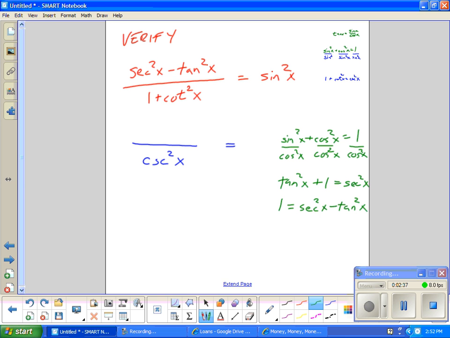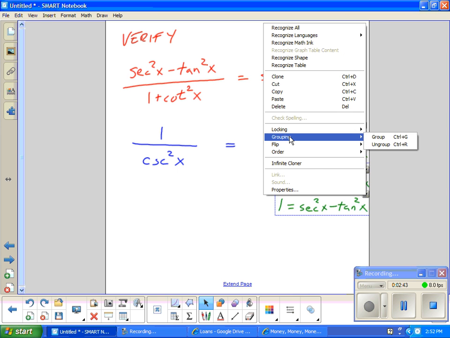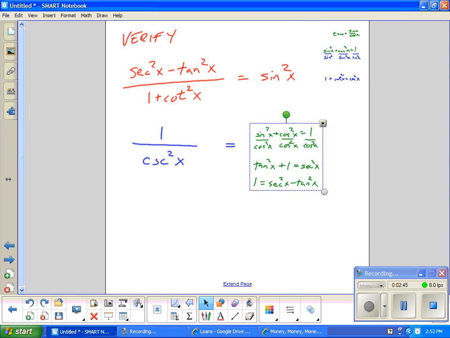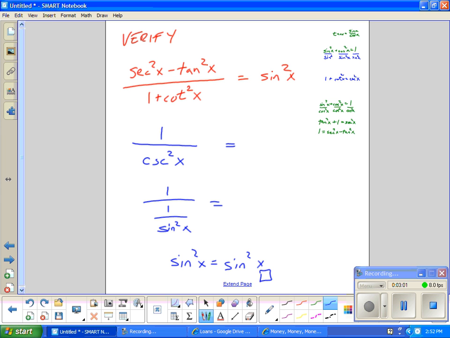So if I do that one, I can replace that and put 1 here. And again, I can group this. I've used it. I don't need it anymore. They both came from my identity. My next step I would write is 1 over sine squared x. And obviously we can flip that and get sine squared x equals sine squared x. And I have a verified trig identity.